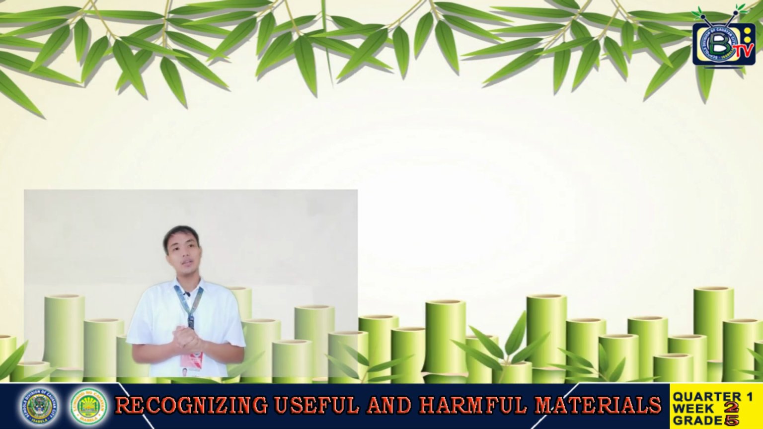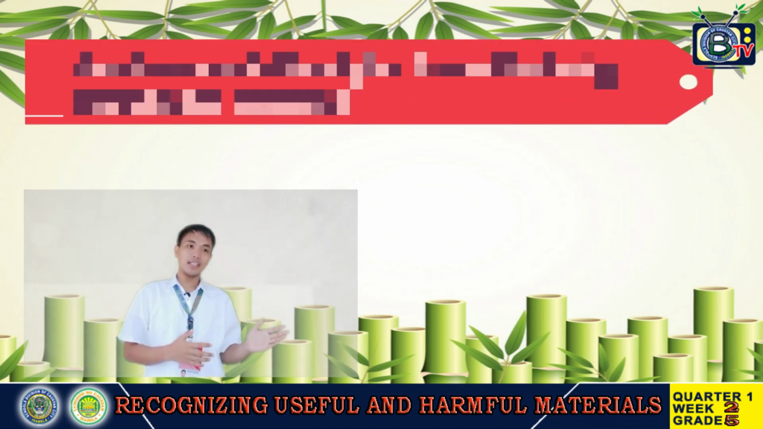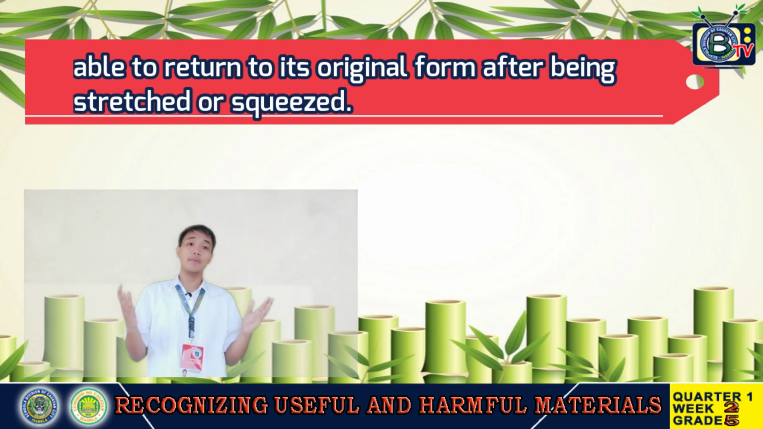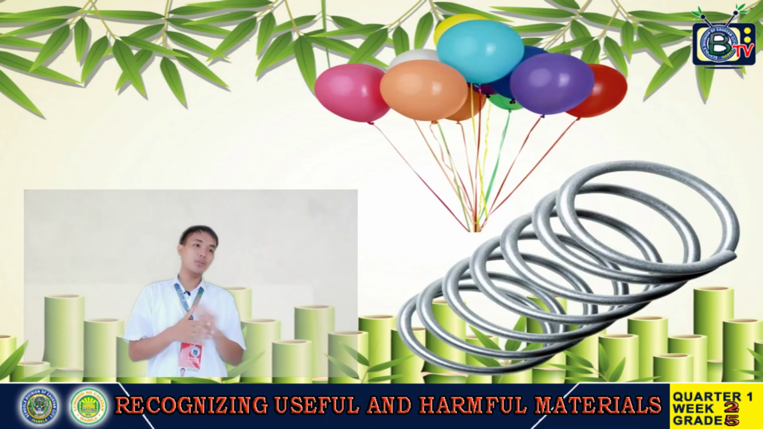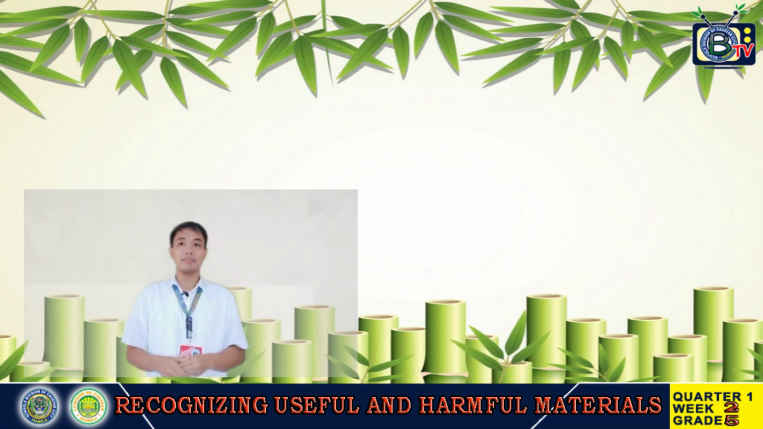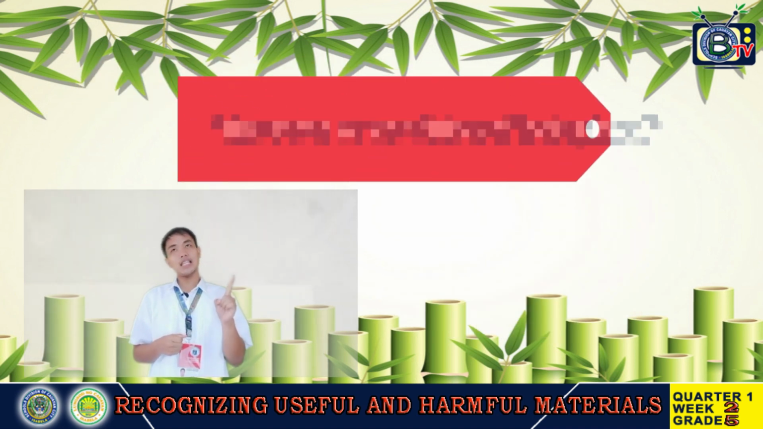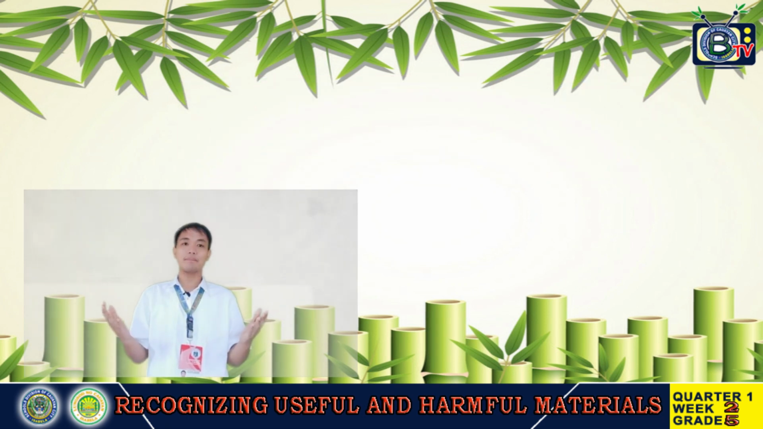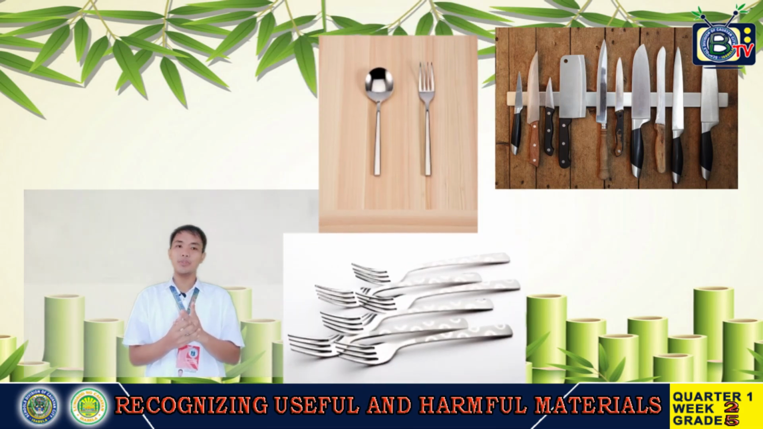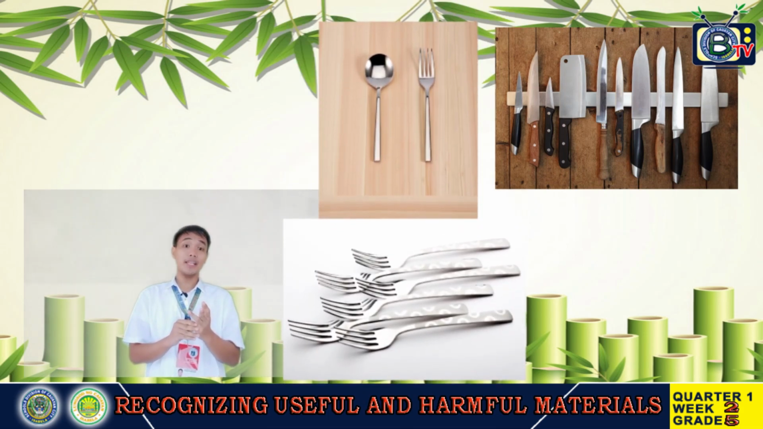And number three, we have elasticity. It is the ability of material to return to its original form after being stretched or squeezed. Rubber bands are elastic. Balloons and spring are also example of elastic materials. And for number four, we have hardness. It is the state or condition of being hard. For example, knives, spoon, and forks are made up of metal.